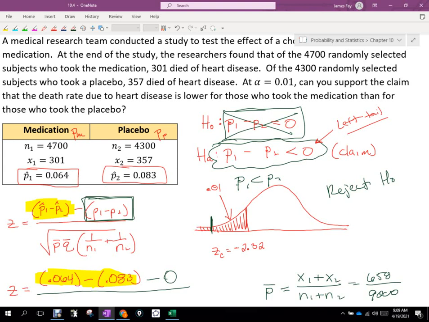So we can maybe start prescribing that, and it's at a 1% level of significance. So we're 99% confident that that's the true conclusion. Does that make sense? All right. Now I know there's a lot there. Okay, there's a lot of P hats, P bars, Q hats, Q bars, N1s, X1s.